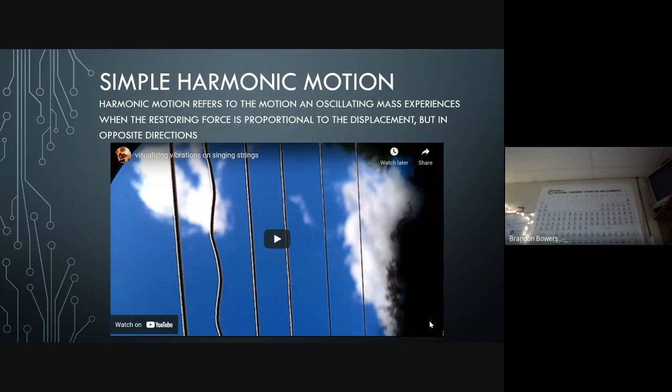That's unfortunate. Okay, so harmonic motion refers to the motion an oscillating mass experiences when the restoring force is proportional to the displacement.